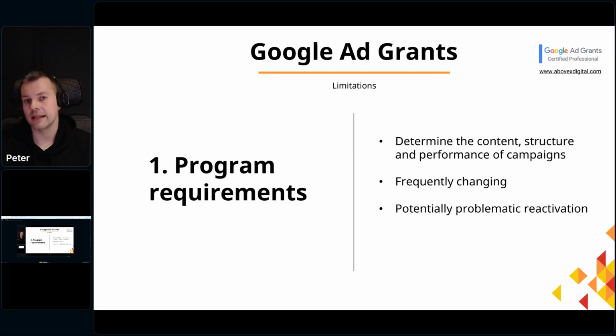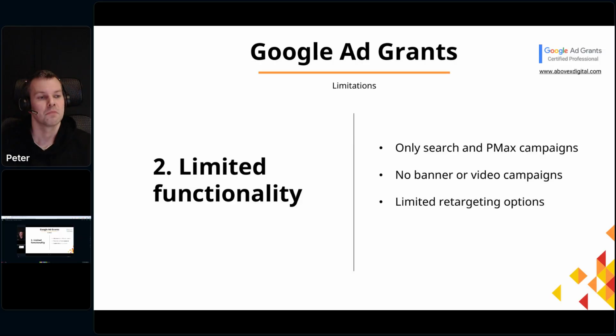Luckily, you can appeal it. You can essentially ask Google to reactivate the account. You obviously need to fix the problem, and then if Google support says that the account is now compliant, they'll reactivate it. But during that period of deactivation, you'll essentially lose the grant. You will not be able to accumulate it and use more later on or anything like that. So obviously, the best scenario is to avoid deactivations.